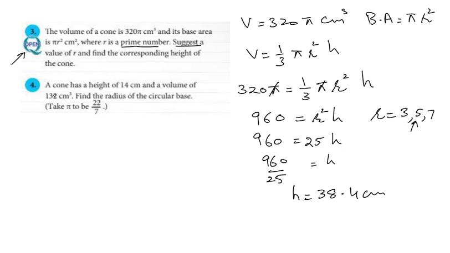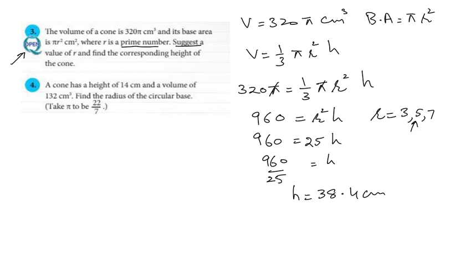Question number 4 says a cone has a height of 14 centimeters and a volume of 132 centimeters cubed. Find the radius of the circular base and take pi to be equal to 22 over 7. Here you are asked to use pi equal to 22 over 7.